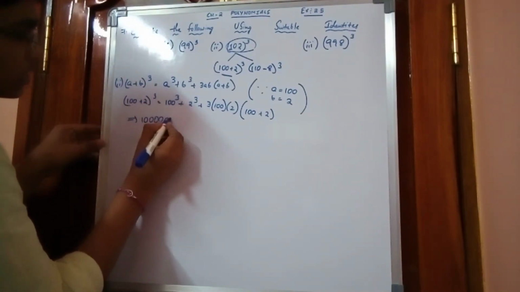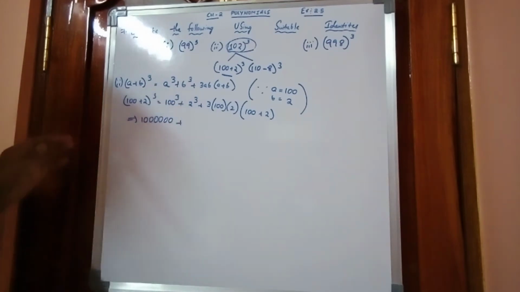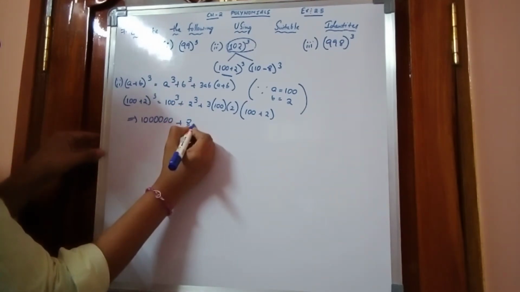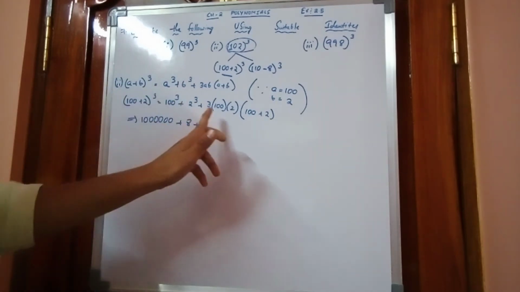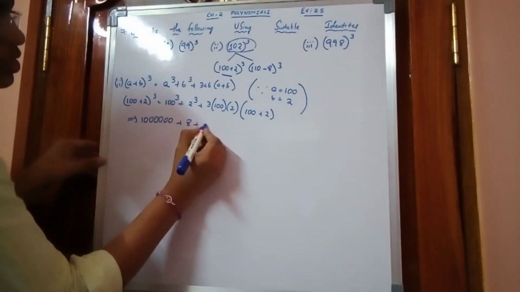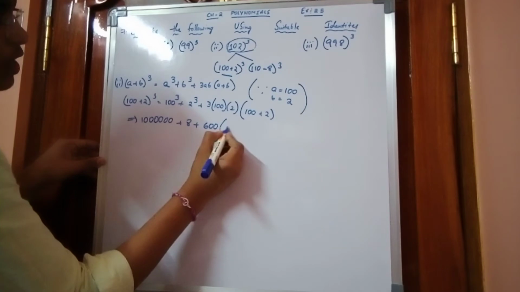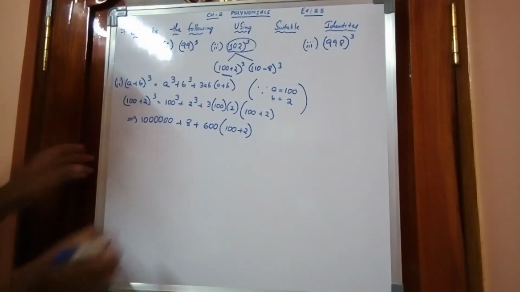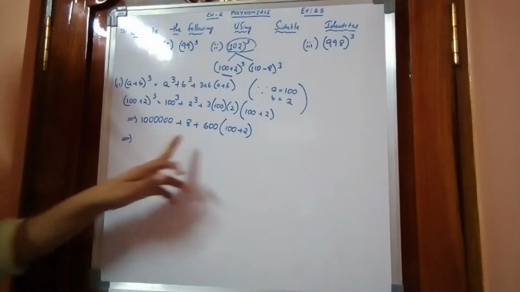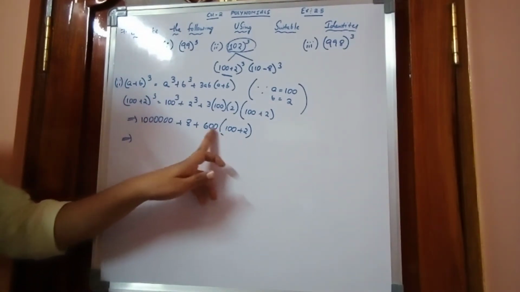So we'll get here 10 lakhs plus 2 cube is 8. So 8 and 300. So 3 into 100 is 300. 300 into 2 is 600. So right here 600 of 100 plus 2. Yes, 100 plus 2. Now multiply again these terms, this bracket term.